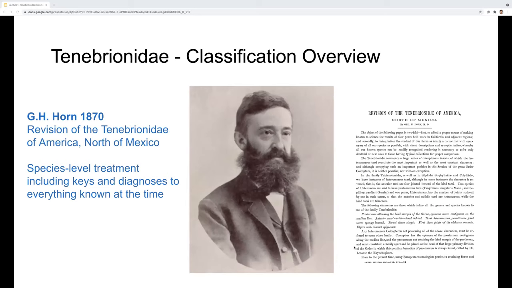For North America, we also have to talk about George Henry Horn, another prolific American coleopterist. And he actually did do a species level revision of the Tenebrionidae of North America, north of Mexico. And he did species level treatments. There are diagnoses and keys to most groups. This is from 1870, but for a number of groups, this is actually the most recent usable treatment that exists, except for Casey coming later and messing up a bunch of things.